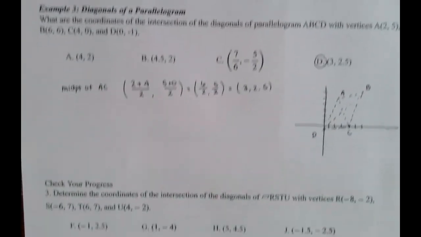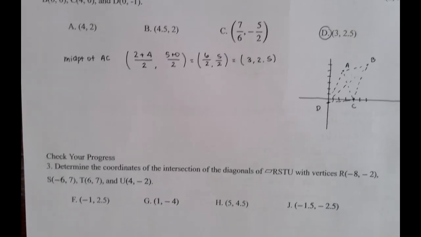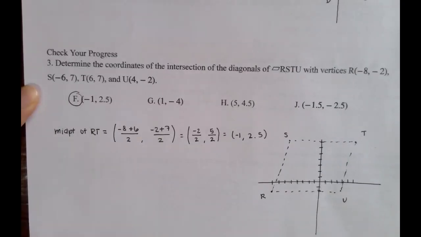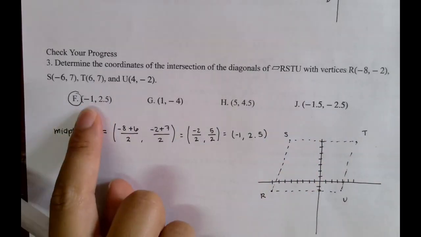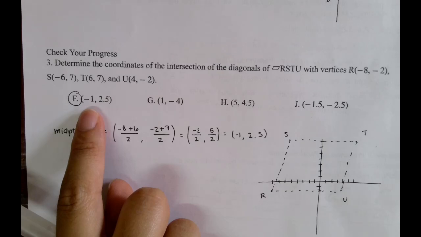Okay, so why don't you try CYP3 on your own, and then once you're done, come check your answer. Okay, you should have gotten F. You should have been finding the midpoint of RT or SU, which would give you the same point because they bisect each other.